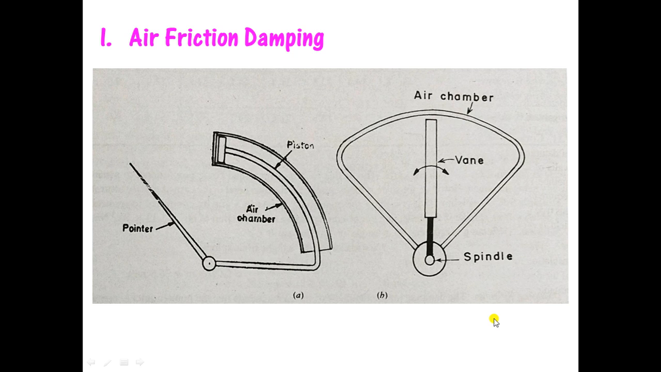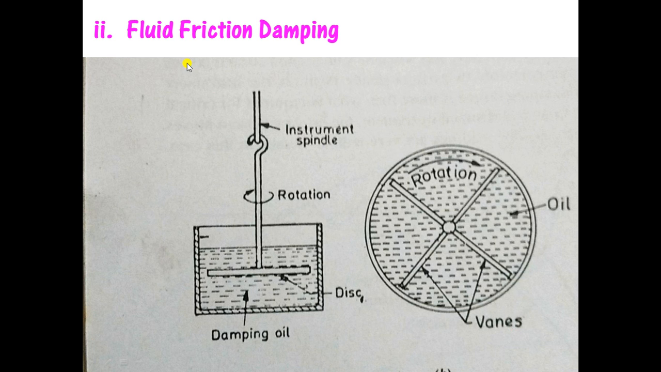Next method is called as fluid friction damping. So in that method, in place of air, there is some fluid used, and the fluid used is mainly oil. So here this is the fluid friction damping. What happens here? There is oil placed here, and there is a disc in this oil. The disc is submerged in the oil, and this disc is having a small rod here, and that rod is connected to the instrument spindle.